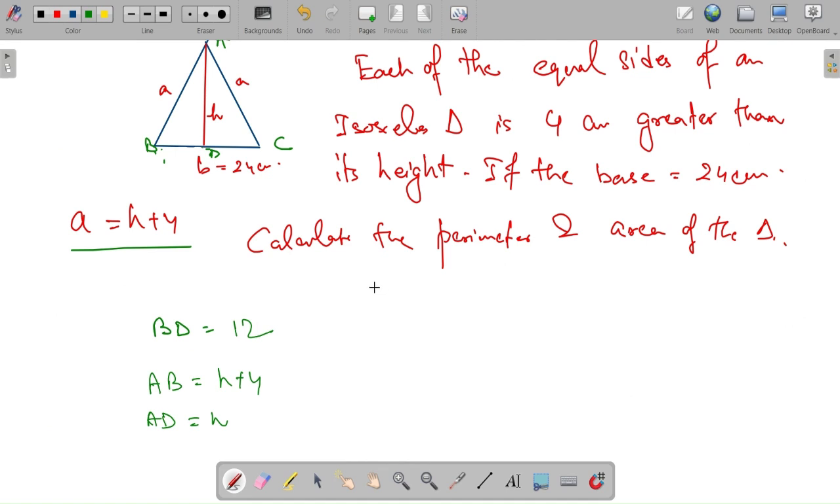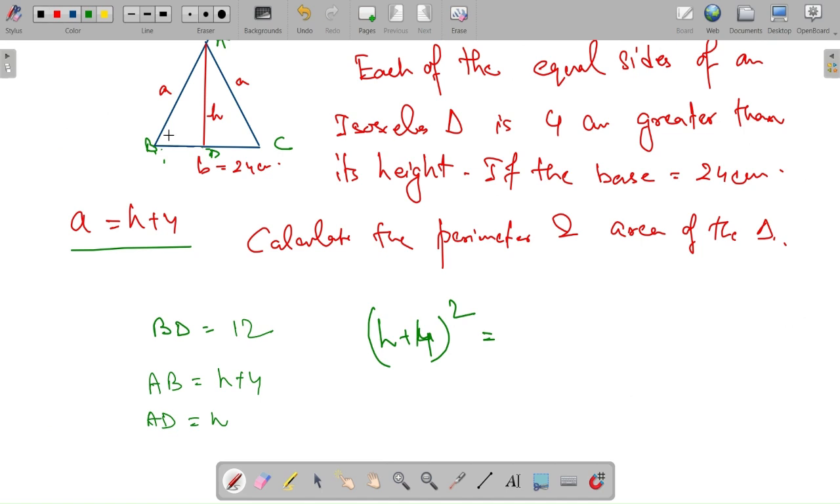Sir, I think A's value will be 70 and H's value will be 30. Because from the Pythagorean triplet, according to the Pythagorean triplet, one side should be 5, one side should be 12, and one side should be 30. Why don't you simply apply mathematics instead of doing guesswork?